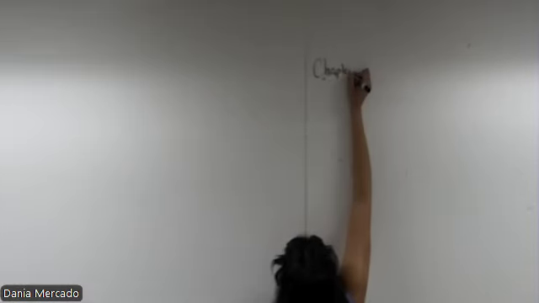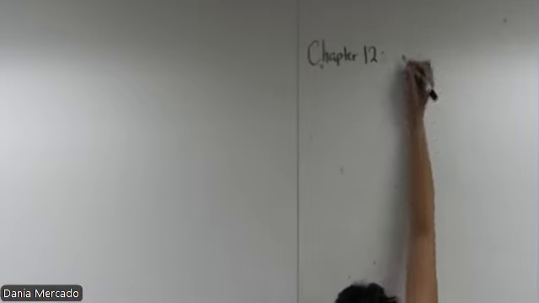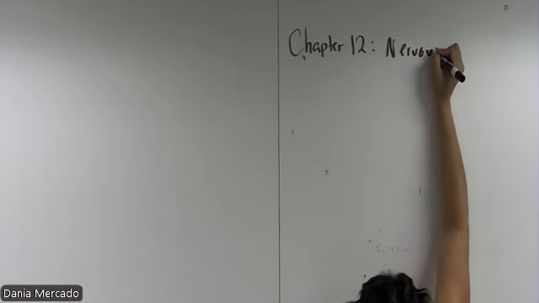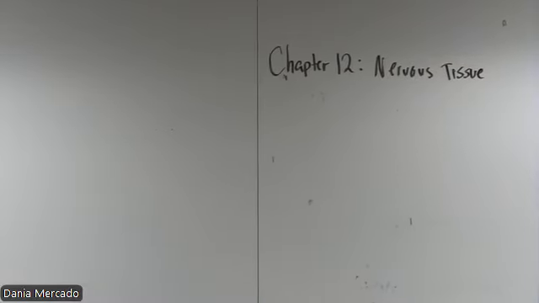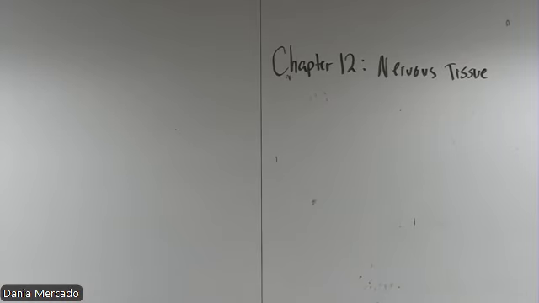Chapter 12. Once upon a time, we started with nervous tissue, right? Because we had 4 different types of tissue: nervous, muscle, connective, and epithelial, right? 4 general types of tissue. Nervous tissue was its own kind. Nervous tissue does not regenerate like the other tissues. It's completely different. It's unique, right?